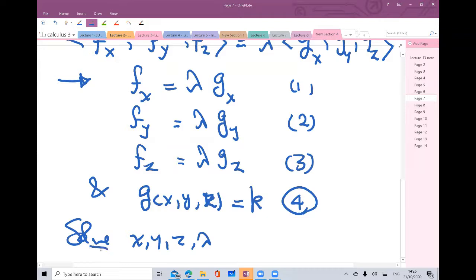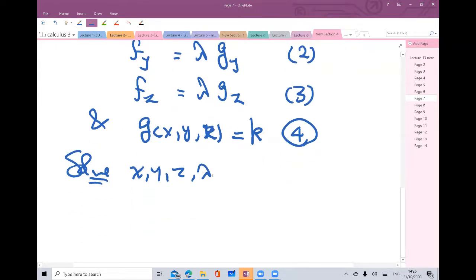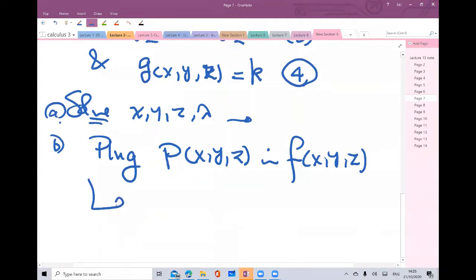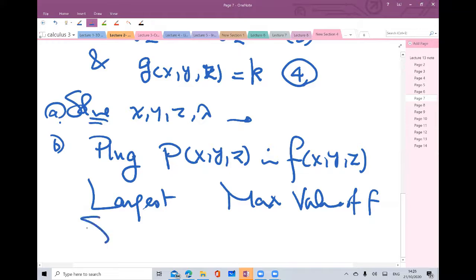Actually I don't even need lambda. If lambda doesn't come out when I solve, when I didn't need it, I don't care about the value of lambda. I care specifically about x, y and z, and this is the first step. The second step: I'm going to plug the points that I got from the first part into the function and get my function values. So the largest will be my maximum value of f, and the smallest will be the minimum value of f.